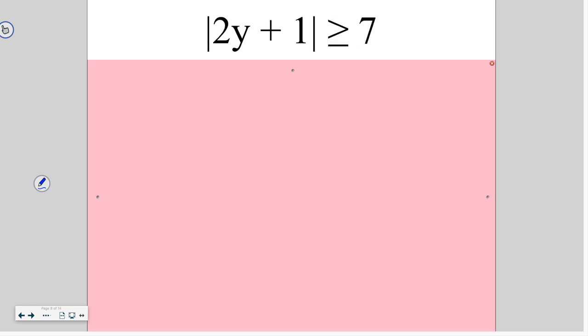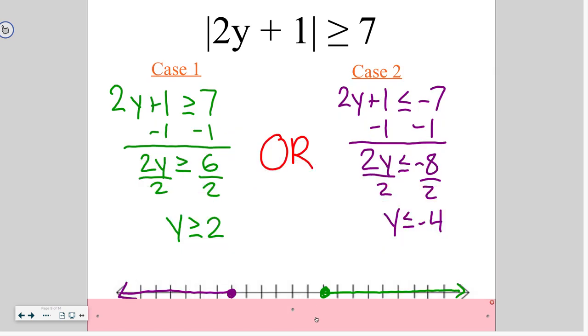Go ahead and try this one on your own, determining if it's and or, and then solving the problem. Because it starts with a greater than symbol, it is an or. Solving case 1, you get y is greater than or equal to 2. So that's that green arrow down at the bottom. And solving case 2, you get y is less than or equal to negative 4. That is that purple arrow down at the bottom. If you have questions about this, please let me know when you get to class.